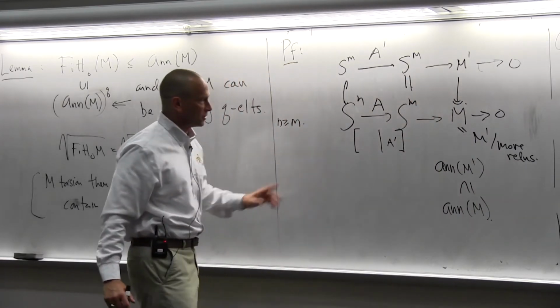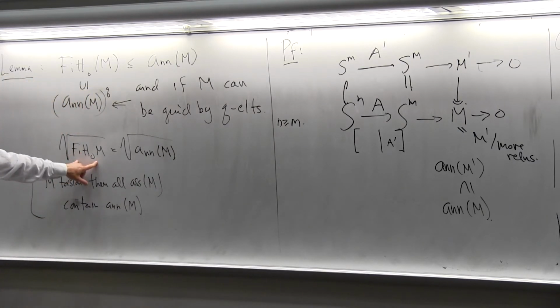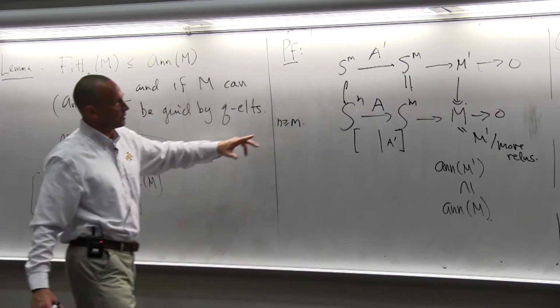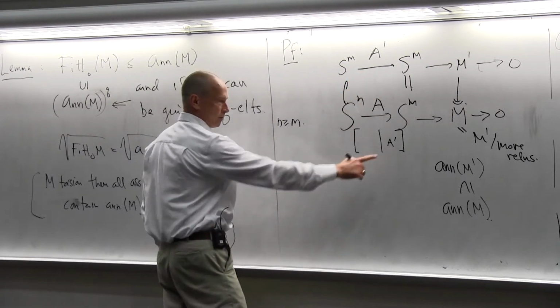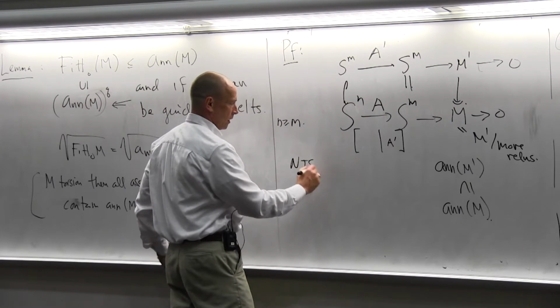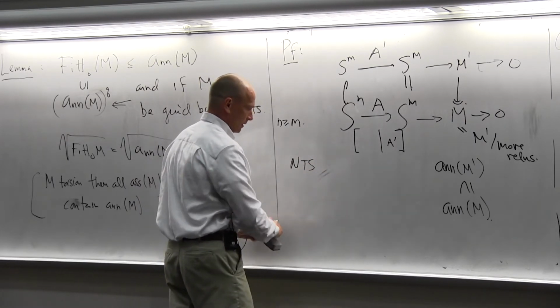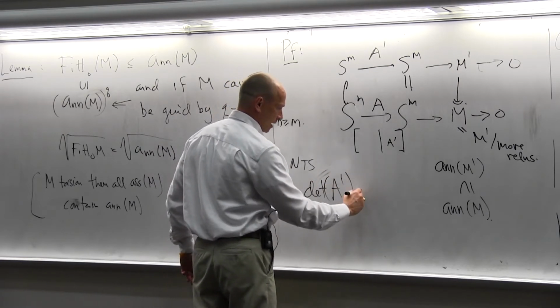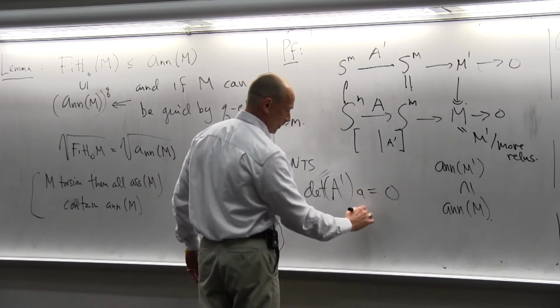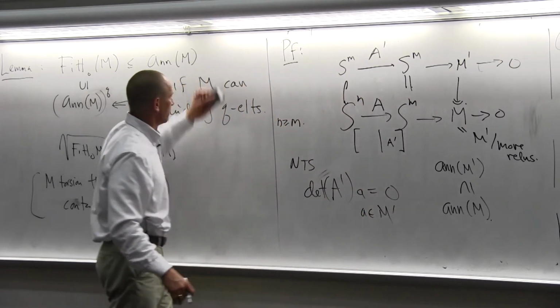So the only thing I need to do, what was my mission? I wanted to show these maximal minors killed M. This is going to give me a maximal minor. So I just need to show that det of A prime times A equals 0 for all A in M prime. All right.